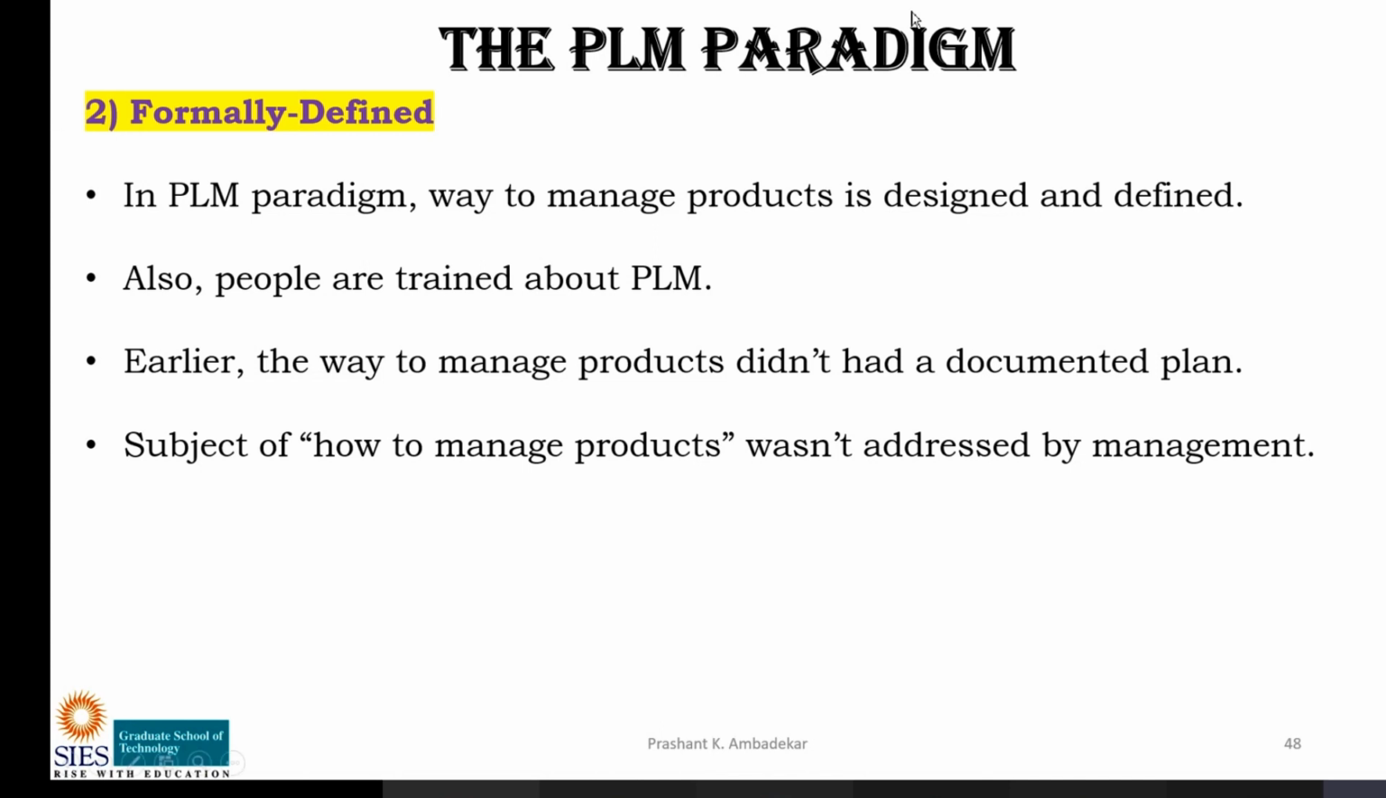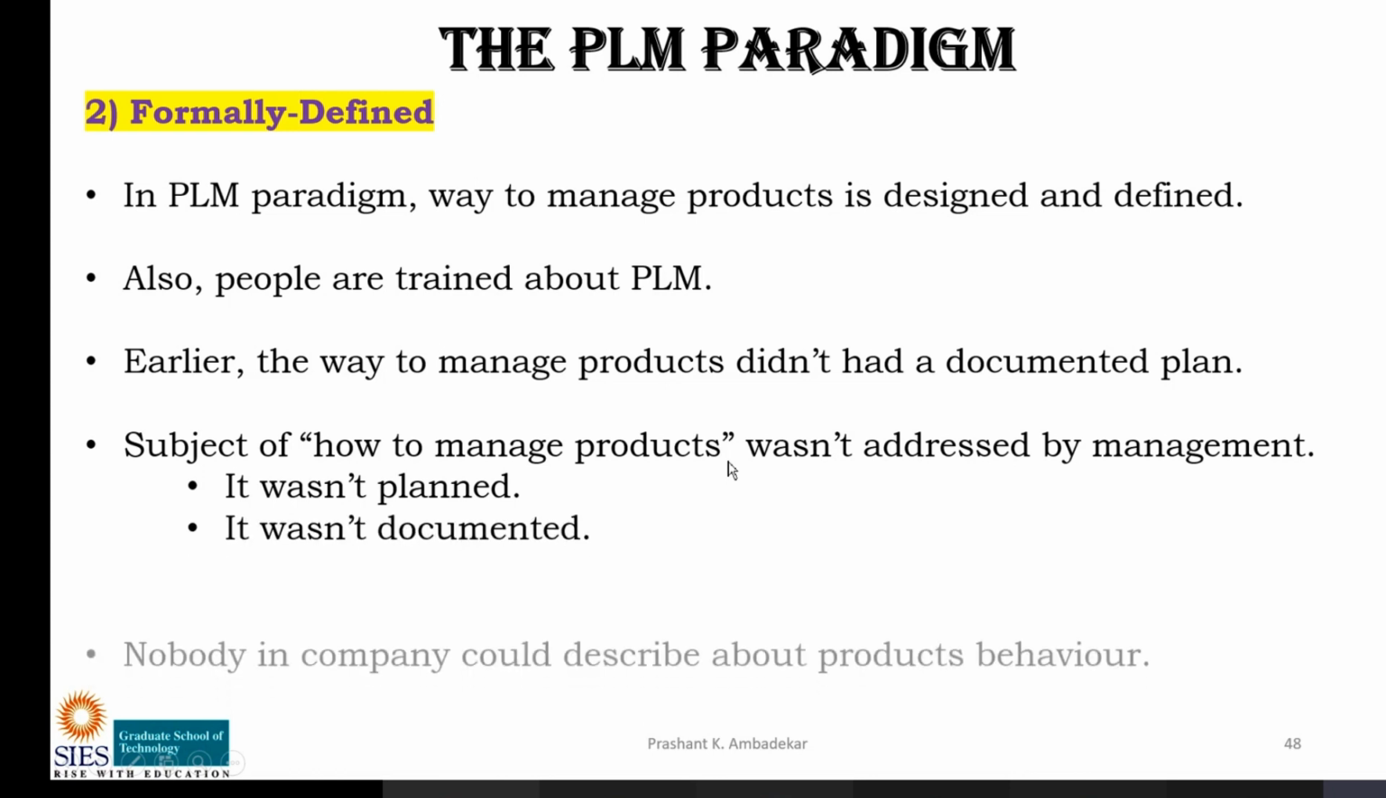How the product should be managed across its lifecycle was not addressed by the management. Even the management was not focusing on the entire product as a whole. They were focusing on each and every department. Okay, they were not focusing on the final outcome of the product. They were identifying issues with each department, or trying to rectify those issues within the department. But the product as a whole, or three, four, five departments as a whole, this concept was not there with the management. It wasn't planned, it wasn't documented.